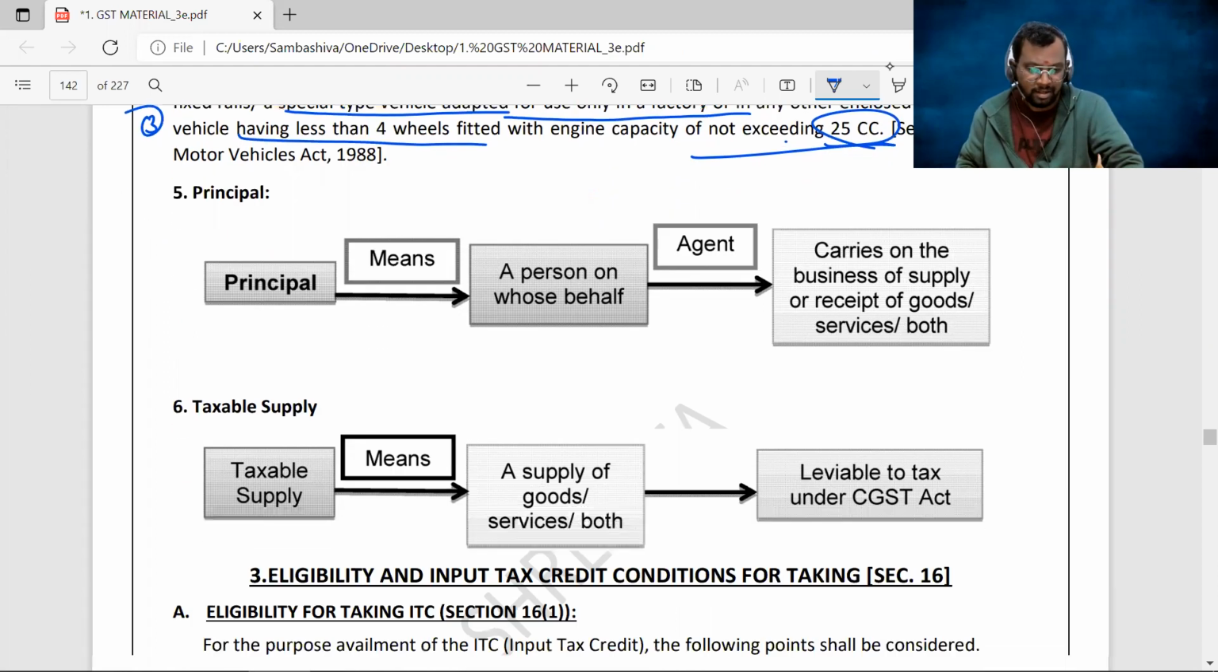Okay, sir. And after that, you can see the definition of the principal. Principal means a person on whose behalf the agent carries on the business of supply of the goods or receipt of the goods or services or both.